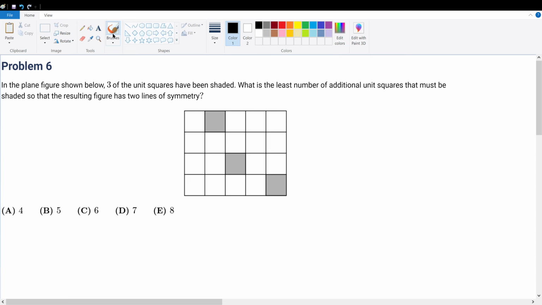Problem 6. In the plane below, we have 3 unit squares that are shaded, and we're trying to find the number of squares I must additionally shade in order for the resulting figure to have 2 lines of symmetry. So 2 lines of symmetry, you can take it either way. You can either take it, such as up and down, or a diagonal, cross across.